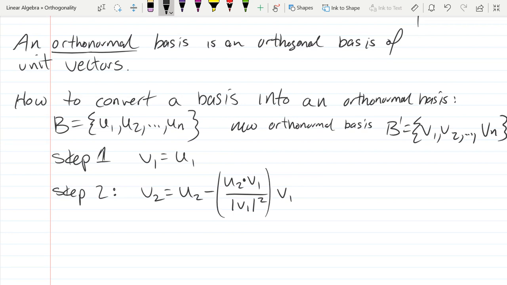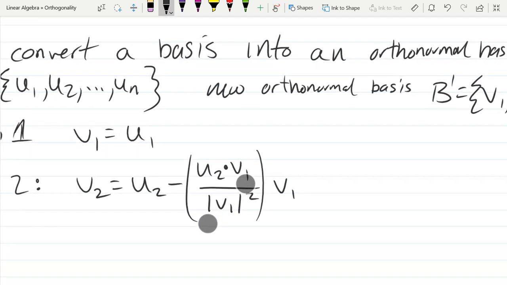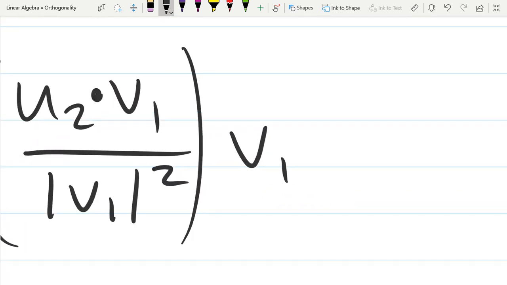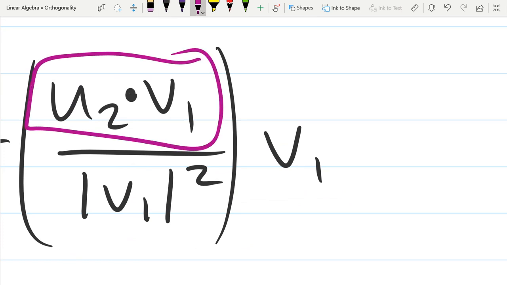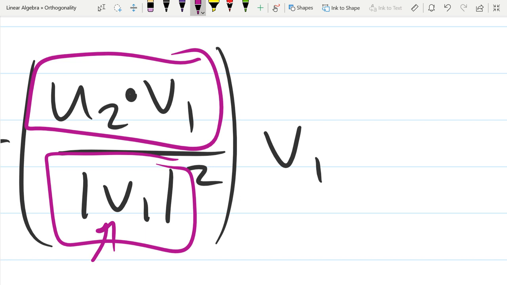So let's look at what I put in parentheses here. In the parentheses, when I take a dot product, do I get a number or a vector? Number. What about magnitude? Number. And number divided by number is a number, as long as your magnitude is not zero. How do I know that I'm not going to get zero in V1? Why would I not get zero magnitude? If I got zero magnitude, what would that vector V1 have to equal? Zero vector. And we said it came from a basis. Bases can have no zero vectors, so if you're starting with a basis, you will not be divided by zero.